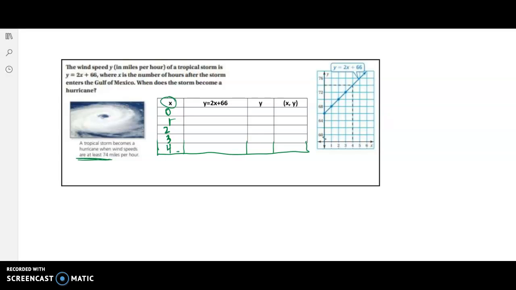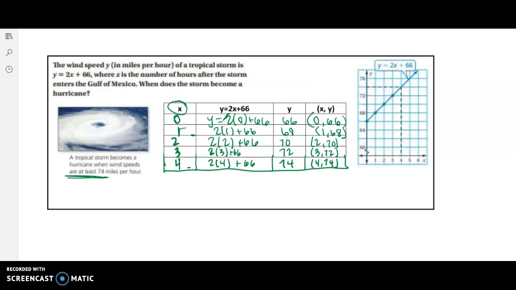So at 0, you will see that we get 0 times 2 is 0, plus 66 is just 66. So we haven't hit that 74 yet, so we're going to do this until we hit 74. I want you to pause the video and continue the next 4 on your own, and then check yours with mine. You'll see that it wasn't until we hit 4 hours that we got a y that equaled our 74 miles per hour.